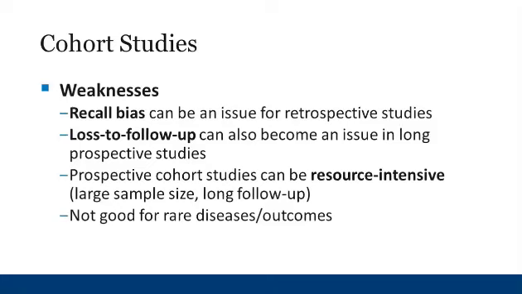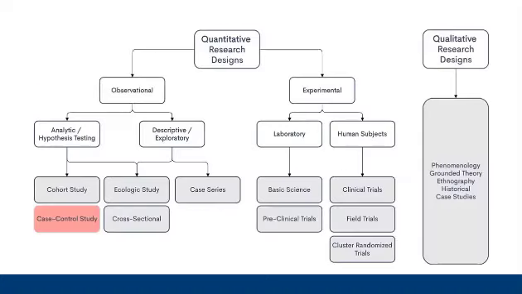And as you might have suspected, prospective cohort studies can definitely be more resource intensive. They tend to require a larger sample size, take more time, and a longer follow-up. And because you're following patients to disease, they're really not that good for rare diseases or rare outcomes. If you're following a cohort of 50 patients looking for the outcome of some rare infection, you may never actually see it. So with those in mind, the alternate to the cohort study is a case control study.